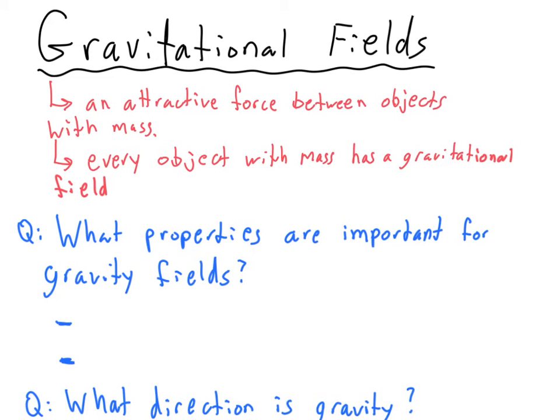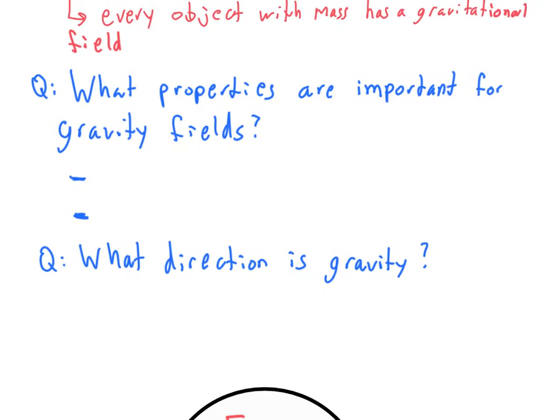We know that the Earth pulls us down towards it. And so a gravitational field is going to be an attractive force between objects with mass. Every object with mass then is going to have a gravitational field. So does that mean that a pen has a gravitational field? Yes, it does. Does the Earth have a gravitational field? Yes, it does. Now, obviously, the Earth is much bigger than the pen, and so that's why we would feel the Earth's gravitational field, but not necessarily the field that emanates from a pen.